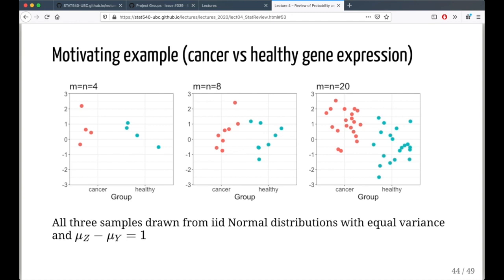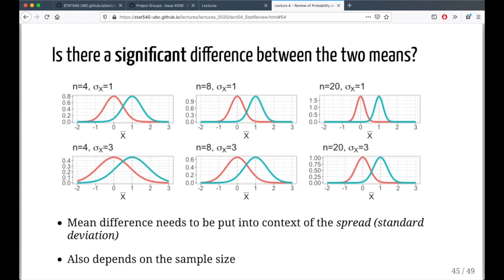So in this toy example, I drew all 3 of these samples from IID, so independent and identically distributed, normal distributions that have equal variance, and they also have a difference in means between the cancer and the healthy groups of 1. So actually the mean of the cancer group was set at 1 and the healthy was set at 0. So you can see that even though the underlying difference persisted for all 3 of these groups, you can really only start to have evidence for it in the last plot. So what does this mean? This points out that sample size has a big influence on whether or not you're going to be able to determine if there's a significant difference between, for example, 2 means.